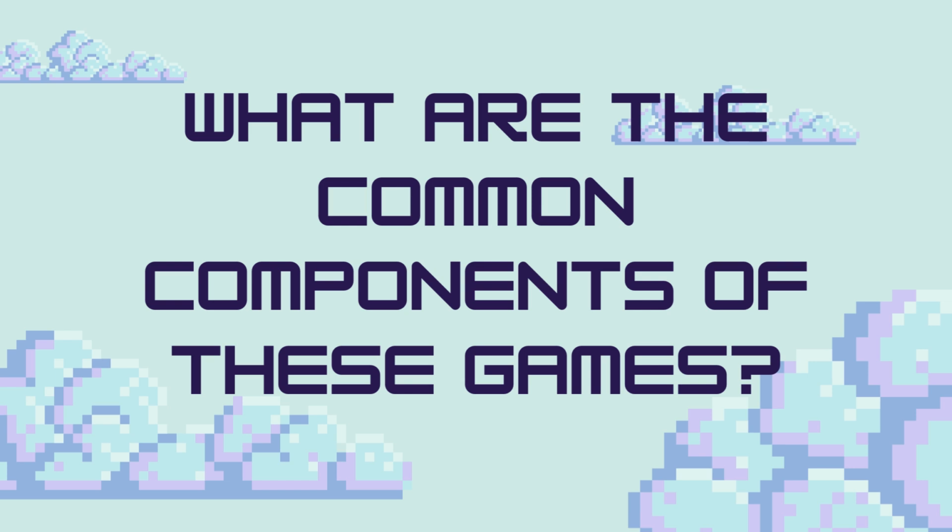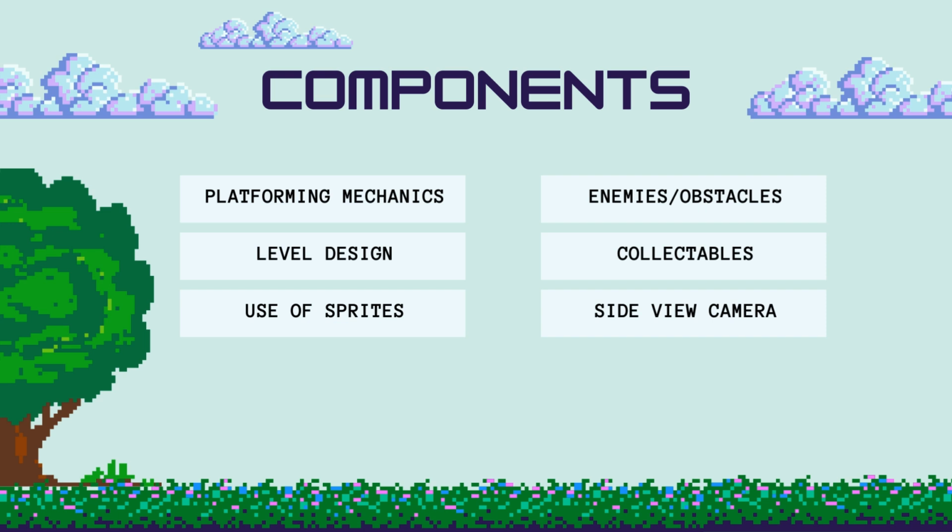These three games all share common components to what makes a 2D platform game. So, what are they? They are essentially run down into six basic components. First, the platforming mechanics. Second, the level design. Third, the use of sprites. Fourth, the enemies or obstacles. Fifth, the collectibles. And sixth, the side viewing camera.